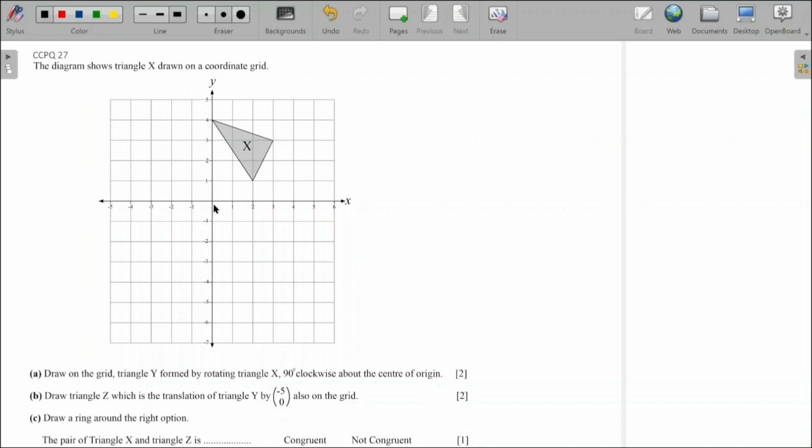We've done a rotation question before. This is the second one, and this is 90 degrees. The first one was 180. When you have 180, it is always a straight line. But when you talk about 90 degrees, it's different.